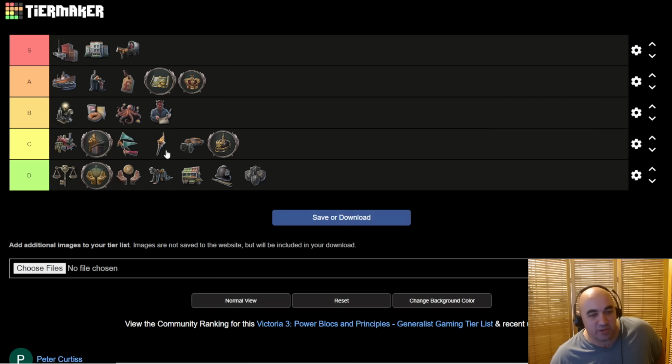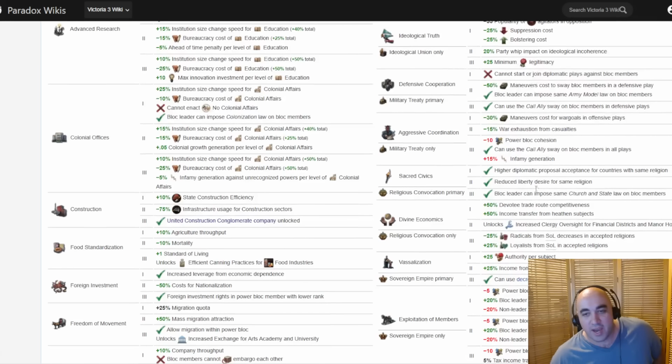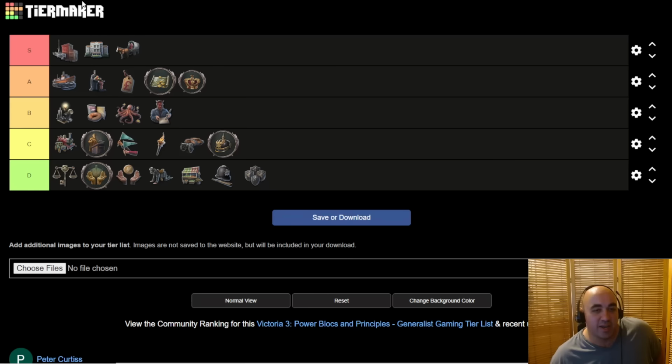Sacred civics is an interesting one. I think Sacred Civics is worth it just for this occasionally, which is the higher diplomatic proposal acceptance for people in the same religion. There's maybe some scenarios where you just slot it in for level 1 just to get people to agree to your thing, and then you just slot out.